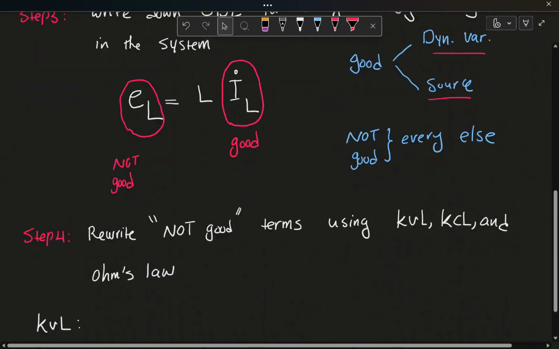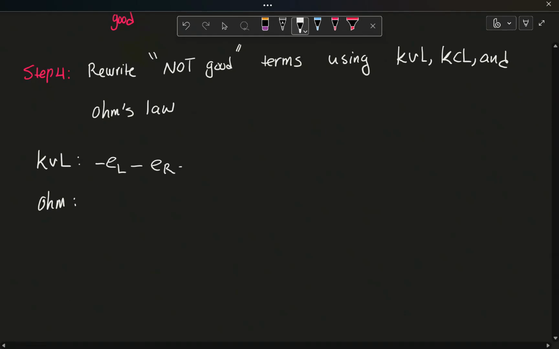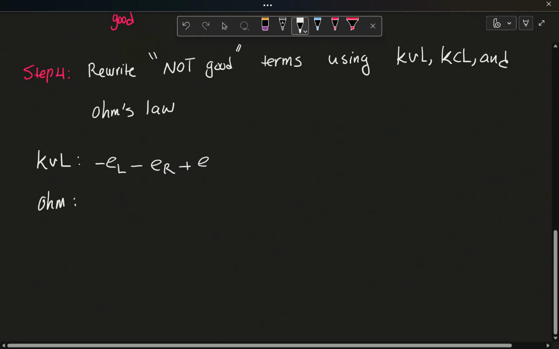I'm going to go back to my step 4, okay? And I'm going to write these guys. So negative EL, negative ER, positive EN, sorry, equals to 0. And I have ER equals to R times IL.